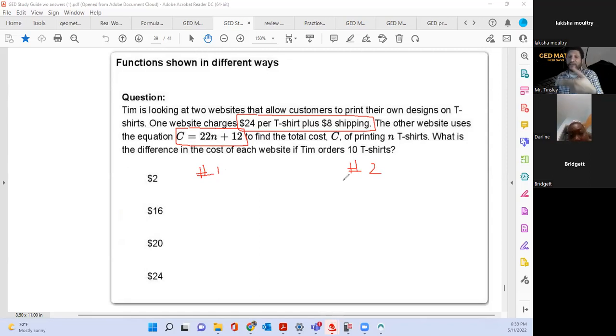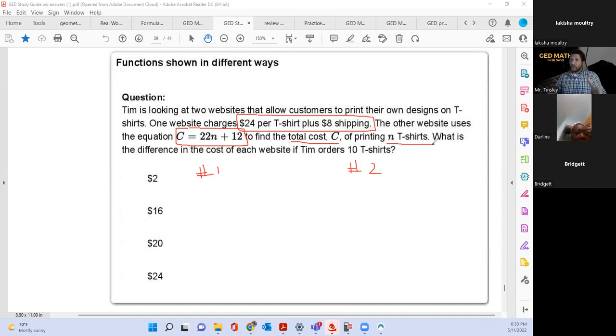What else do we know? What do the variables stand for? What does C stand for? No, what do the variables stand for? C is the total cost. What else? And N is the t-shirts. N is the number of t-shirts. This is what's important.